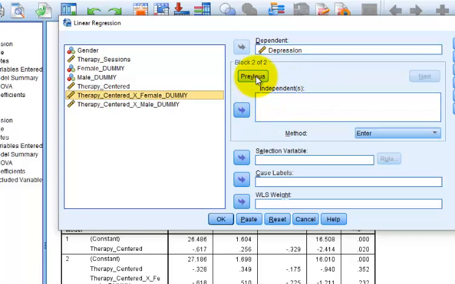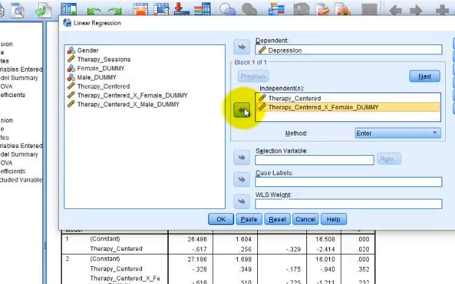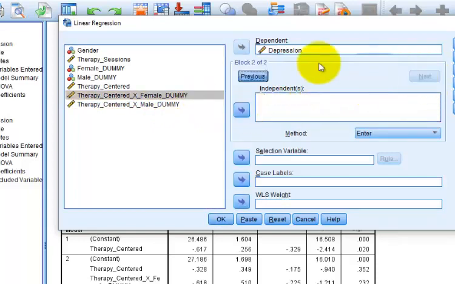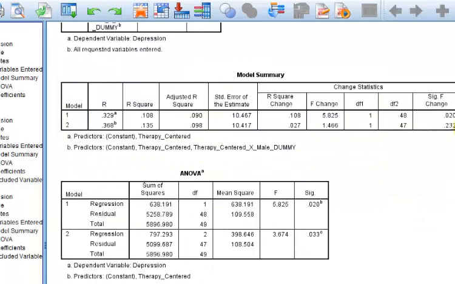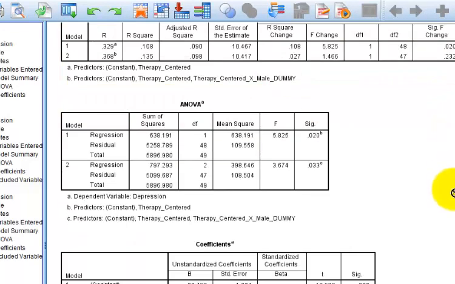And let me get all this stuff out. Previous. So I leave that there, boom. And then I change it to male dummy. Click next. And then I added the male dummy in there, and I get the same thing. I even get the same numbers. So that's what's confusing me.